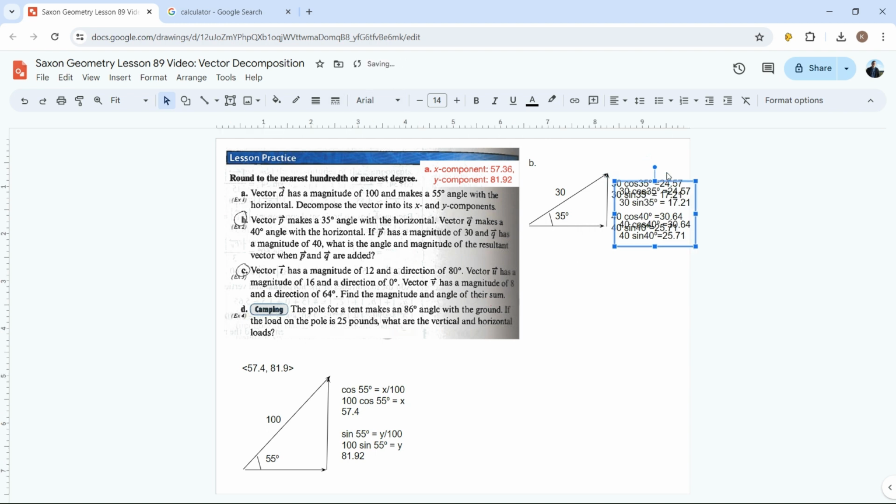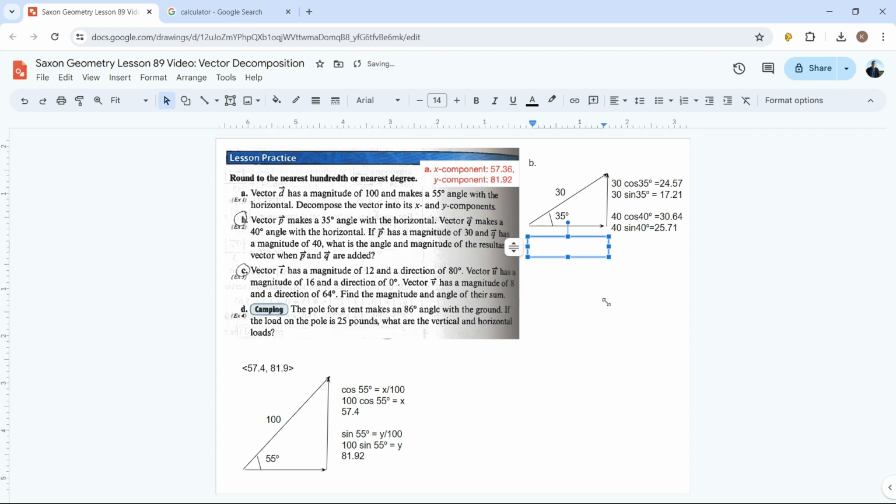I need to find the resultant. It tells me that I need to find the angle and magnitude of the resultant vector. Okay, so let's do this. We're going to put these in vector notation, 24.57, comma, 17.21. And then 30.64 is the horizontal of the next one, and the vertical of the next one, 25.71. I'm going to add these vectors together. That's how I get the resultant.